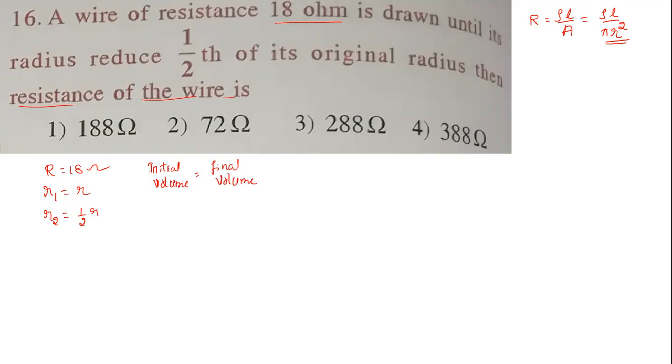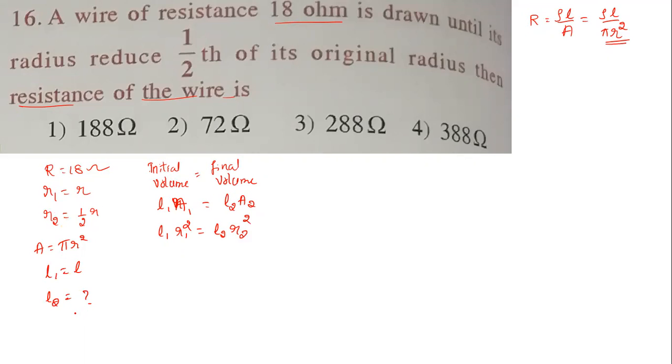Taking the initial length as L1, L1 into A1 equals L2 into A2. The formula for area is pi R square, so it becomes L1 R1 square equals L2 R2 square. Pi cancels on both sides. Now we need to find the new length. Let the initial length L1 be L, and we need to find the second length.